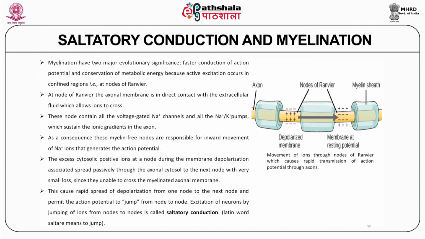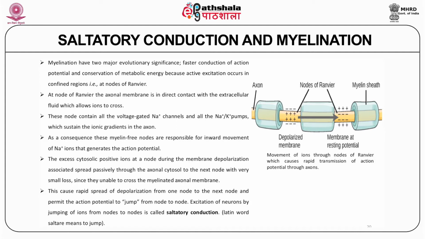At the node of Ranvier, the axonal membrane is in direct contact with the extracellular fluid, which allows ions to cross this membrane. These nodes contain all the voltage gated sodium channels and all the sodium potassium pumps which sustain the ionic gradient in the axon. As a consequence, these myelin free nodes are responsible for the inward movement of sodium ions that generates the action potential.